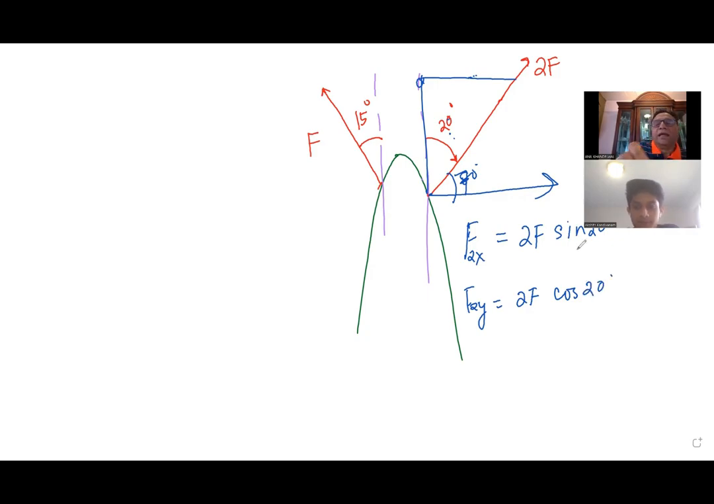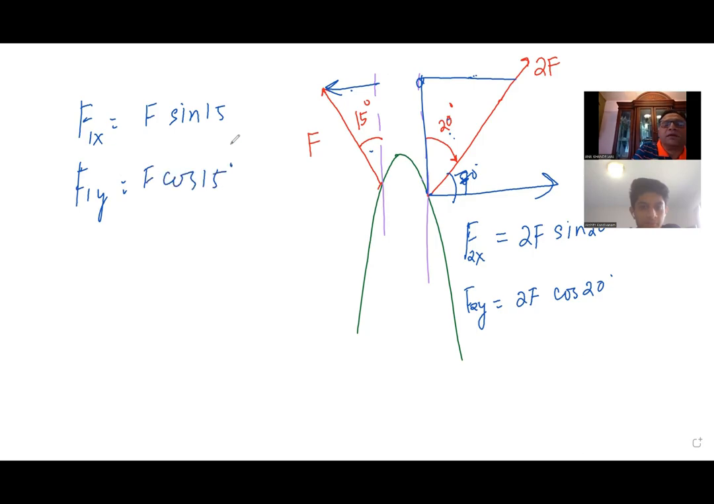20 degrees. In this case, the x component is F sine 15 degrees, because that is this component. Opposite to 15, therefore sine. And the y component will be F cos of 15 degrees. Is it okay? So now, what is the resultant?